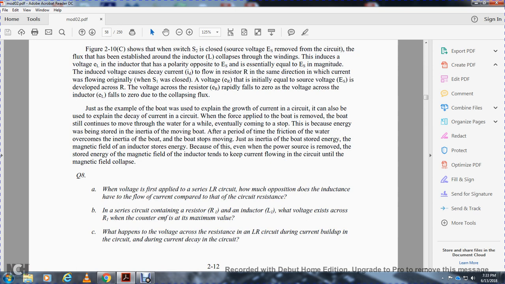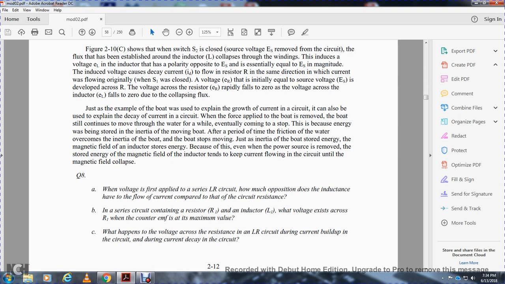Just as the example of the boat was used to explain the growth of the current in the circuit, it can also be used to explain the decay of the current in the circuit. With the force applied to the boat removed, the boat still continues to move through the water while eventually coming to a stop. The energy stored in the motion of the boat is used up over a period of time, when the friction of the water overcomes the inertia of the boat. The boat stops moving.